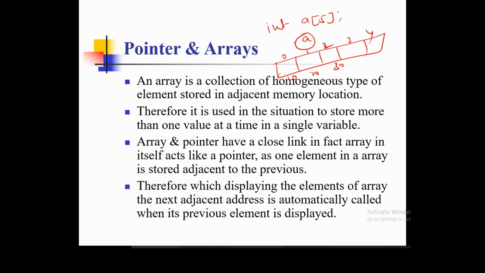मैं normal way में ले रहा हूँ. I'm not just assuming it as an integer, और integer की तरह assume करें, then it will be 10. Suppose it is taking 2 bytes, so 12, 14, 16, and 18. So initially, the name of the array itself is a pointer, acts like a pointer, because it contains the address of the first element of the array. So if I'm just using this a, then the value of this a is 10.